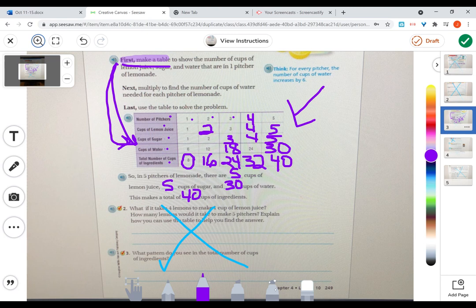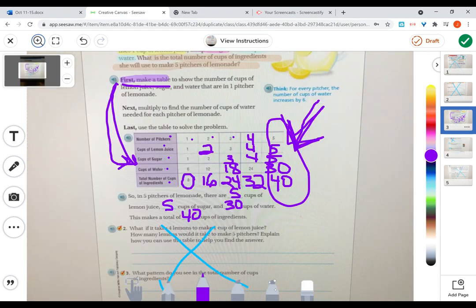So now that all the information has been recorded in my table, and these are my findings, I can actually answer my question. I'm going to say, in 5 pitchers of lemonade, there's going to be 5 cups of lemon juice, because this is the column we're looking at. And there's going to be 5 cups of sugar, 30 cups of water, and it's going to make a total of 40 cups of ingredients, or 40 cups of lemonade.